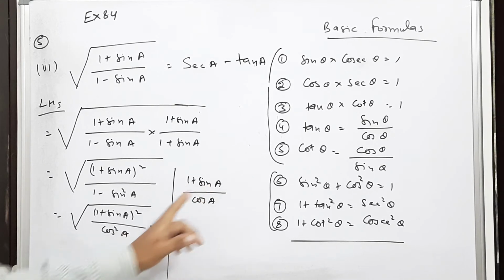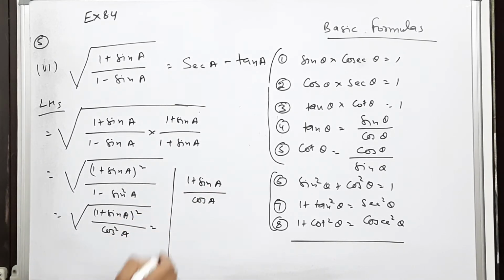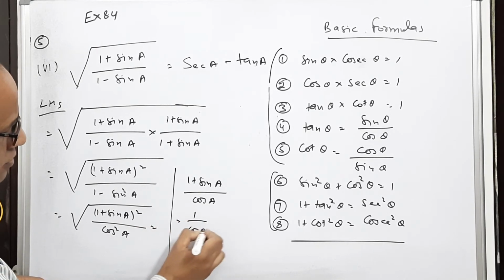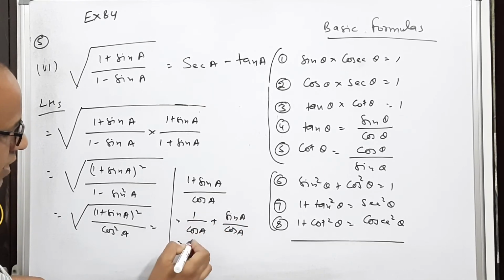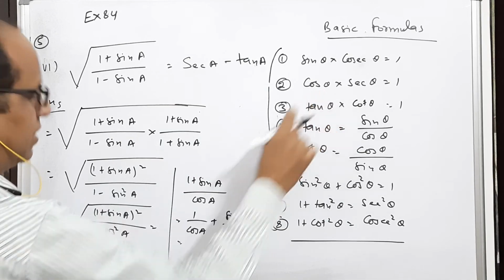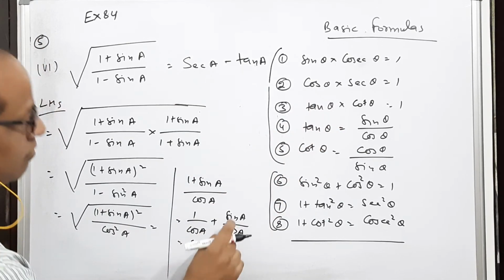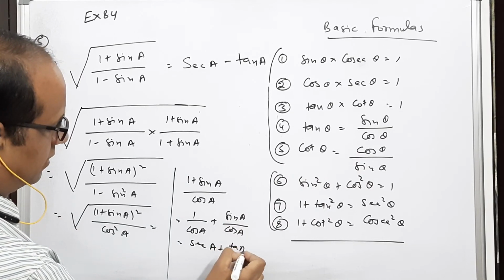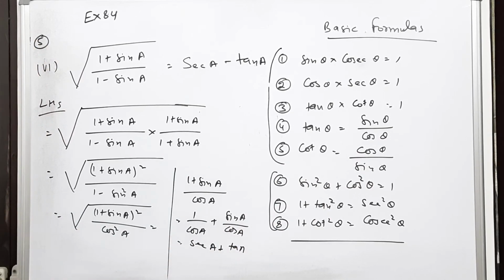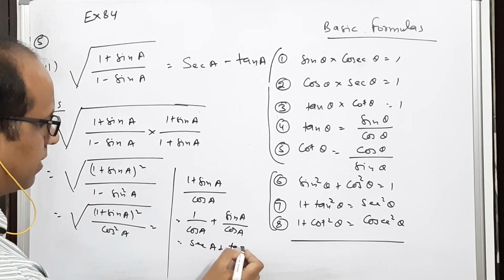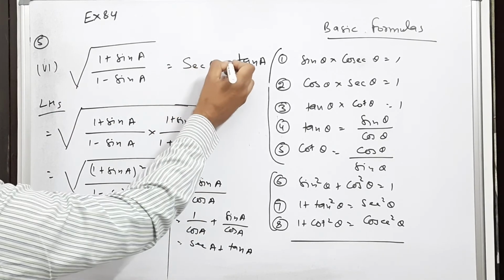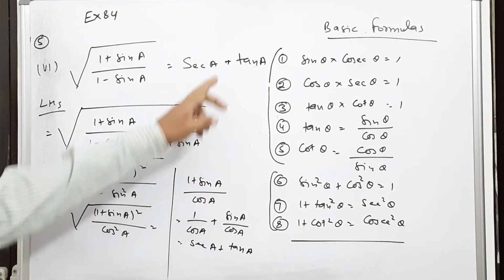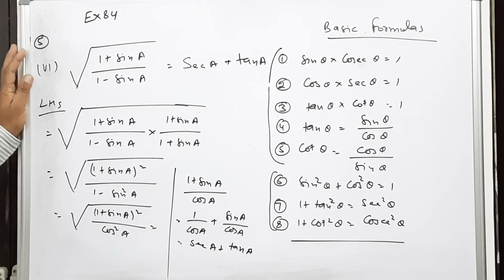See this, 1 plus sin A, this root and square will cancel. And if you write 1 upon cos A and sin A upon cos A. Now what is 1 upon cos A? It is sec A. And what is sin A upon cos A? It is tan A. Actually it is a plus sign here. I made a mistake. So we have got plus here. It is not minus, it is plus. So in this way, we get the left hand side equal to the right hand side.